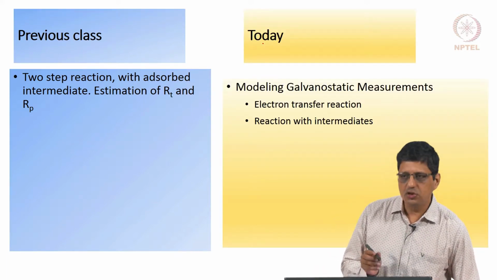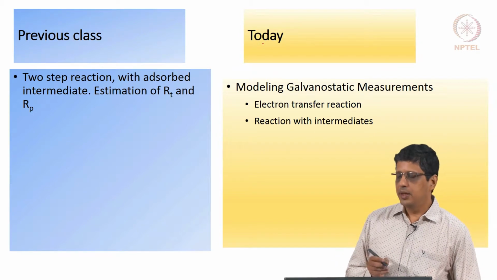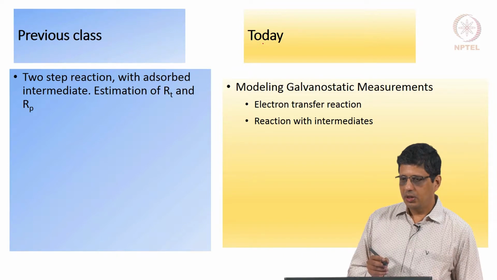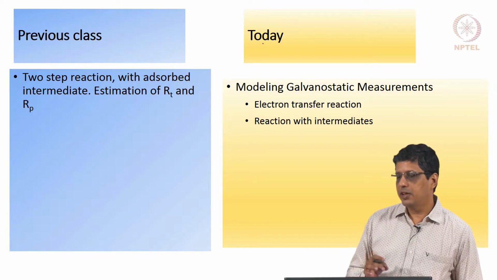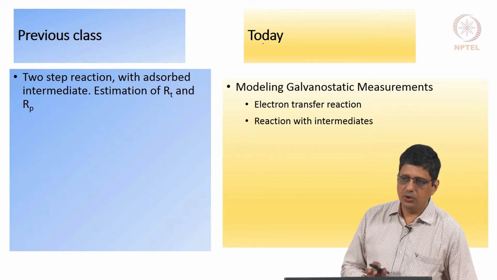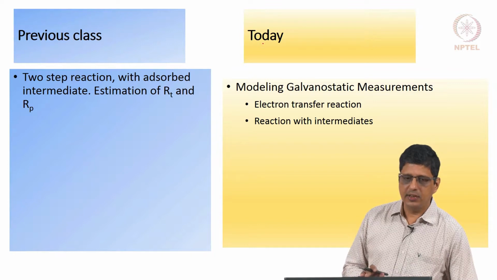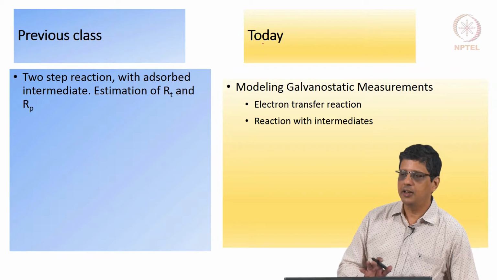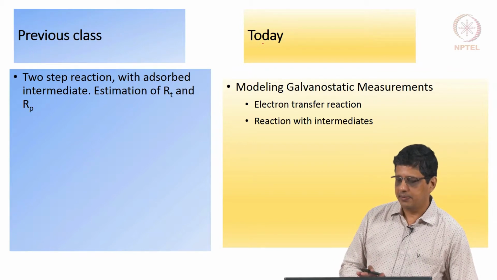Now, using these numerical methods, it is possible to simulate or model how a given reaction will respond if we perform the experiments in galvanostatic mode. So, I want to show you two examples. One is the simple electron transfer reaction, next is a reaction with an adsorbed intermediate, and as long as you know how to handle these two, you should be able to handle any general mechanism.